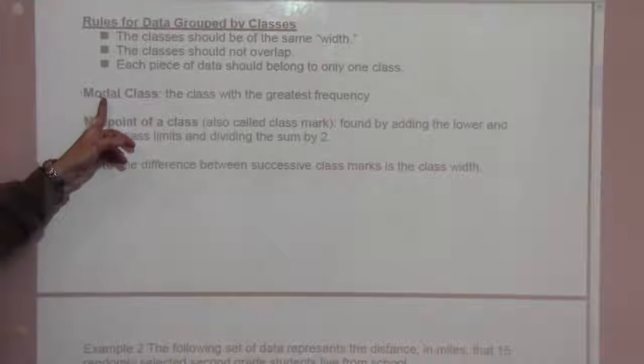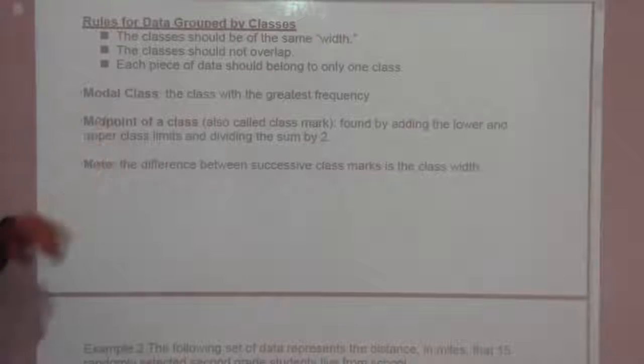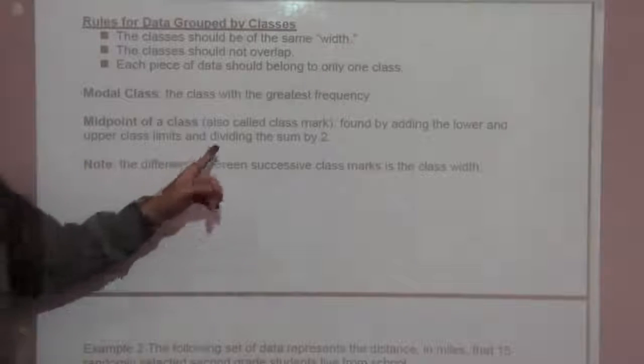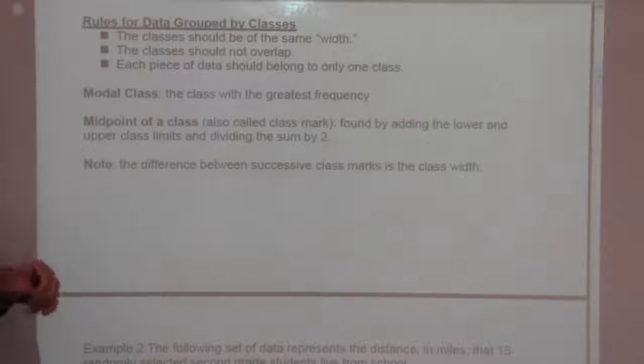So modal class, the class of the greatest frequency. Midpoint of a class, also called the class mark, is found by adding the lower and the upper class limits and dividing the sum by 2. Note the difference between successive class marks is the class width.